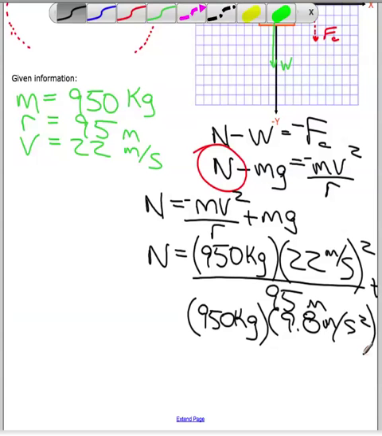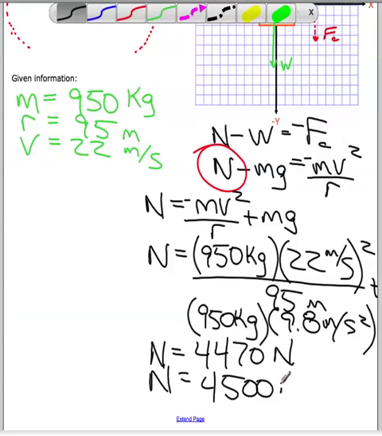That's kind of awkward the way this ended up writing on the screen, but when I run that into my calculator, I'm going to get, for a normal force, 4,470 newtons. I'll need to account for significance and end up calling that normal force 4,500 newtons. That's for part A on question number 14.